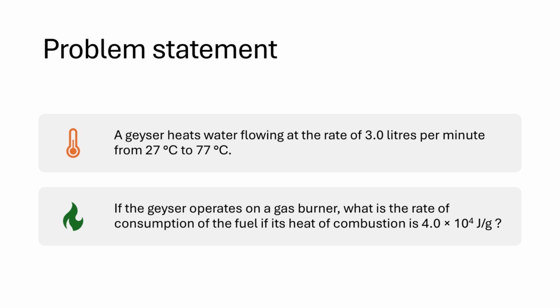Problem statement: a geyser heats water flowing at the rate of 3.0 liters per minute from 27 degrees Celsius to 77 degrees Celsius. If the geyser operates on a gas burner, what is the rate of consumption of the fuel, if the heat of combustion of the fuel is 4.0 × 10^4 joules per gram?